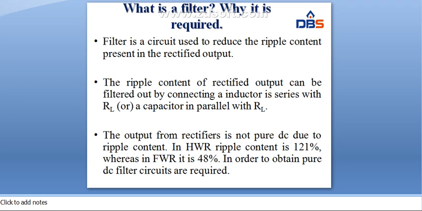The ripple content of the rectified output can be filtered by connecting an inductor in series with the RL and a capacitor in parallel with the RL. The output from rectifiers is not pure DC due to the ripple content. In a half wave rectifier, ripple content is 121%, whereas in a full wave rectifier it is 48%.